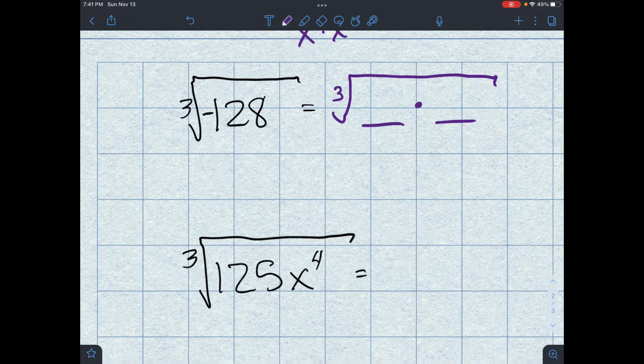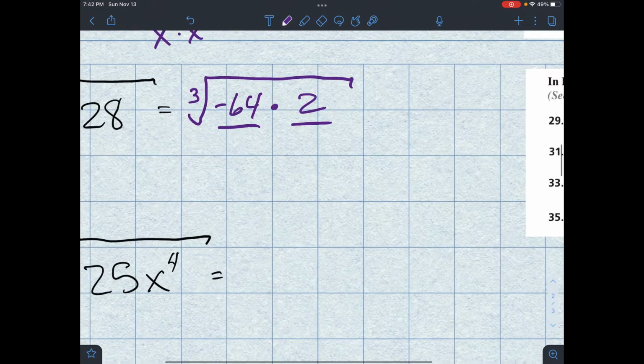And so I grab my calculator and I say, does 8 divide into 128? And the answer is no. So then I try 27. And 27 doesn't work either. But 64 does. 64 goes in there twice. So I could do negative 64 times 2. All right, so this is how we're going to simplify a cube root.